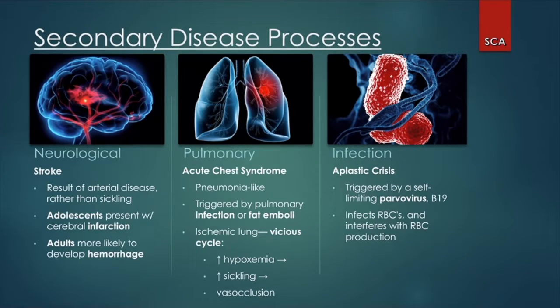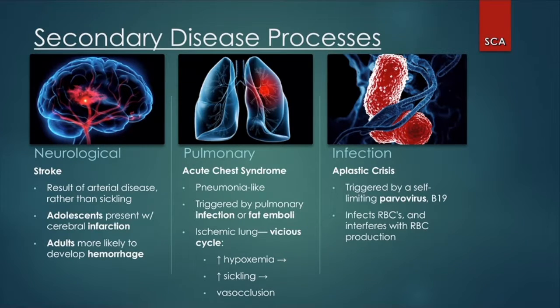So the secondary disease processes, the three main ones, are neurological, pulmonary, and infection. So we have stroke. It usually is the result of arterial disease rather than sickling in the adolescent. Adolescents usually present with cerebral infarction, and adults are more likely to develop some sort of hemorrhage. The pulmonary issue that they tend to have is known as acute chest syndrome, and they present with a pneumonia-like disease. It's usually triggered by a pulmonary infection or a fat emboli.